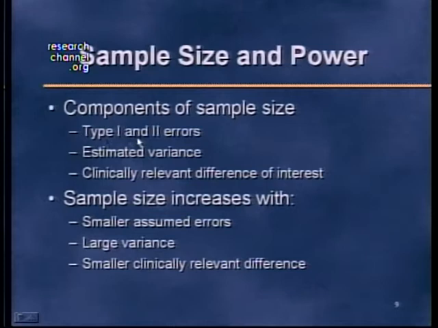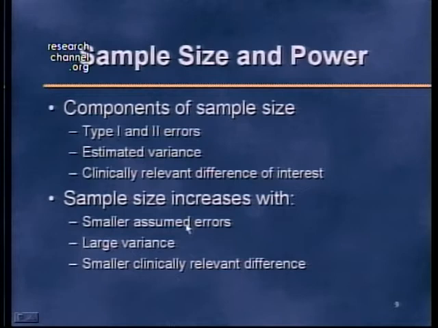We'd have to have some estimate of the variability in the observations. So by this, either some estimate of the standard deviation for a continuous measure or some estimate of p for a dichotomous measure. As well, we would, especially in a two-sample case, be interested in defining the clinically relevant difference of interest. So these are the components of sample size. And we saw, when we looked at some examples, that sample size inherently increases when we assume smaller probabilities of type 1 and type 2 error.